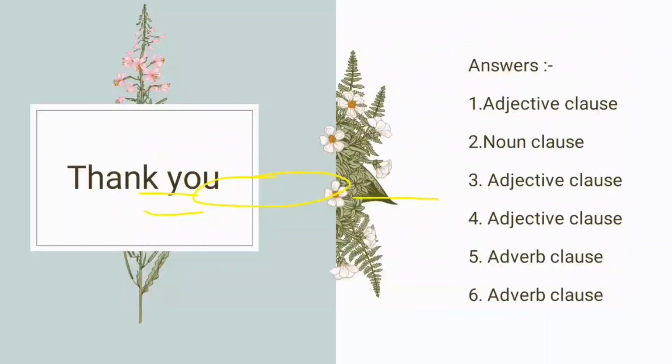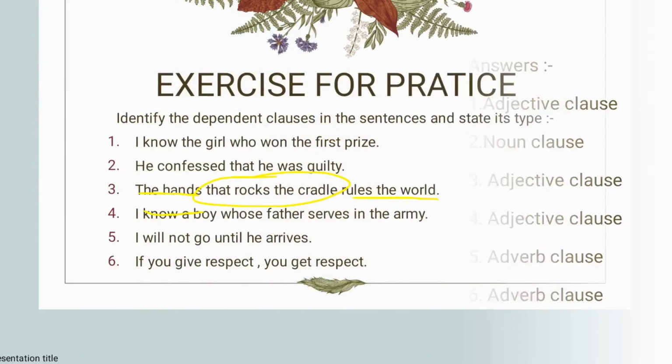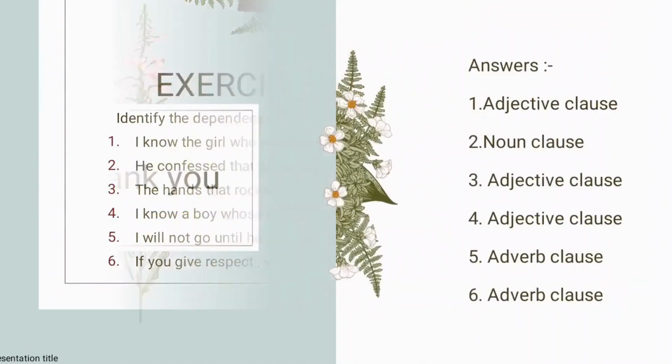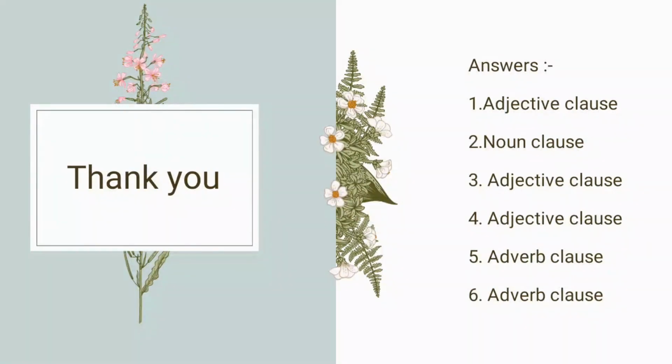Let's check out the answers. Yes. First was adjective clause, second was noun, third and fourth were again adjective, and last two were adverb clauses. Right? Okay. Well done, guys, for all the correct answers. Those who have not got correct answer, some answer might go wrong, but don't worry. You have to again and again watch the video, try to understand the concept, and definitely you will get all the correct answers. So in this way we can identify the clauses. I hope you understood the concept of clauses and the three main types of clauses and how to identify them.